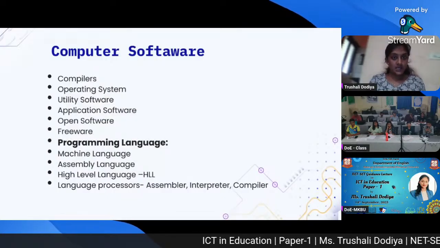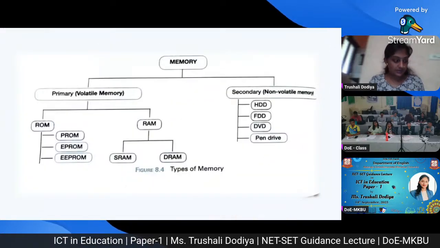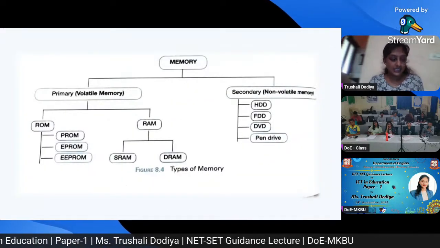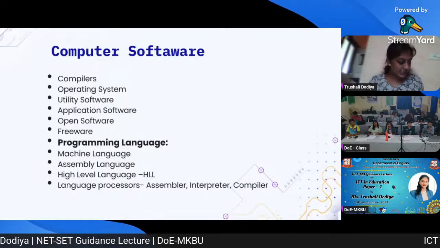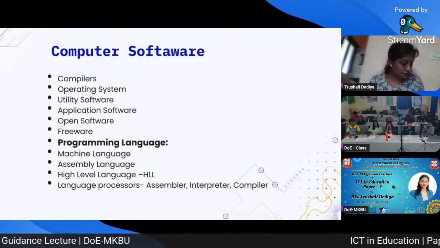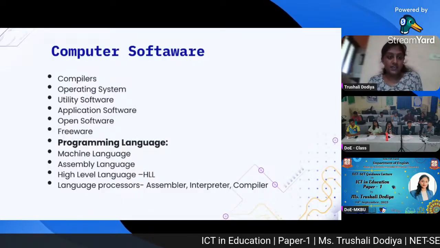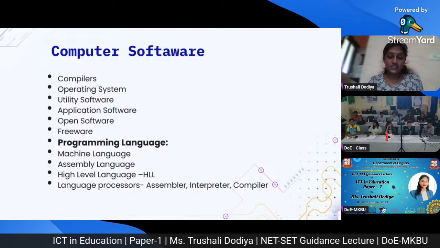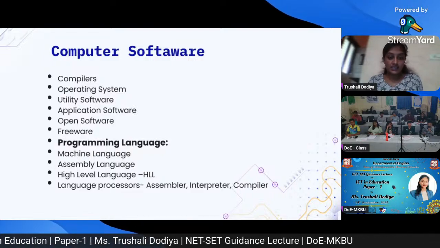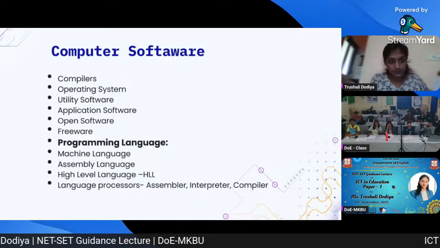Okay, these are some of the hardware, and now let's have a look at the software. In computer software, there are compilers, operating system, utility software, application software, open source software, freeware, and there is the programming language. Let me get to that.